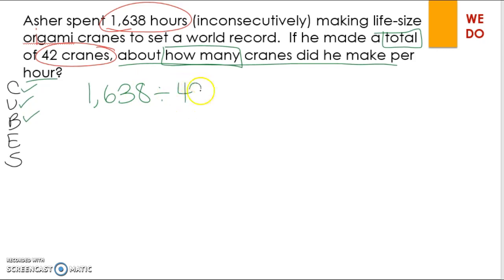1,638 divided by the 42 cranes. These are hours, and these are cranes. So if I divide, I will get the cranes per hour. But I'm not going to solve this horizontally. I need to solve it vertically.